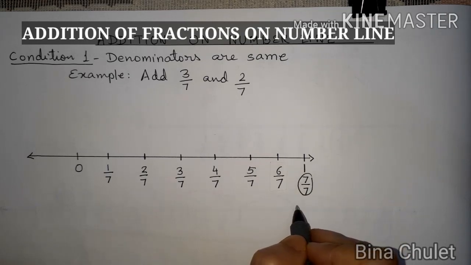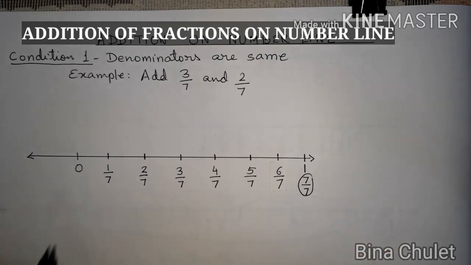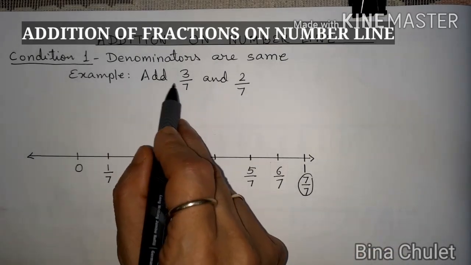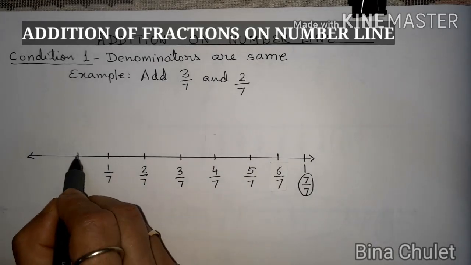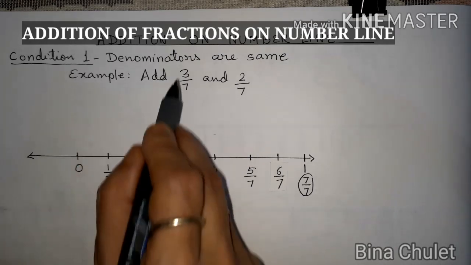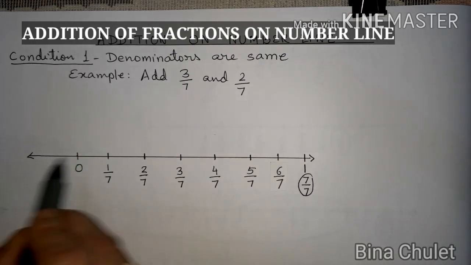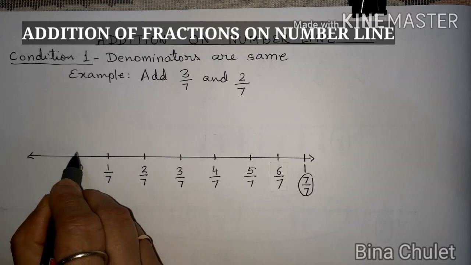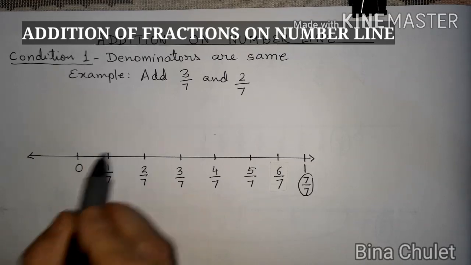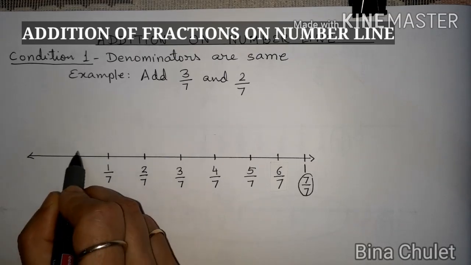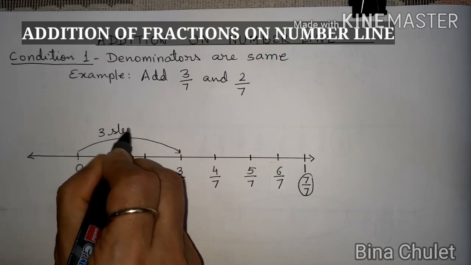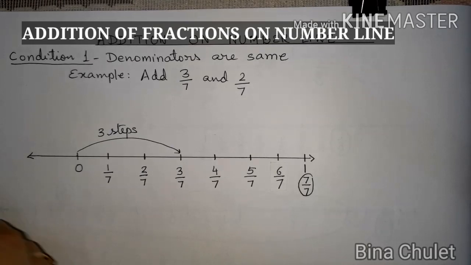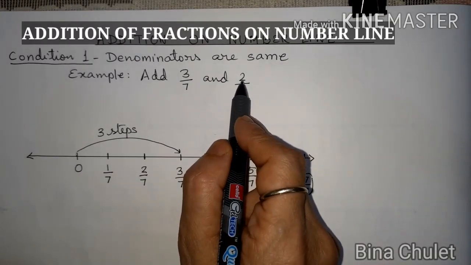Now for adding, what we need to do, we take the numerator of the first fraction. So from 0, we move steps equal to the numerator of the first one. First is 3. So from 0, we move 3 steps to the right. 1, 2, 3. Here we move 3 steps.